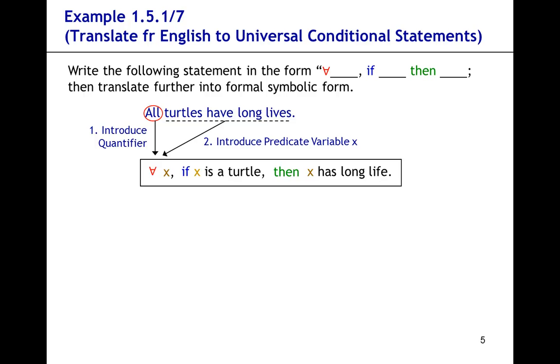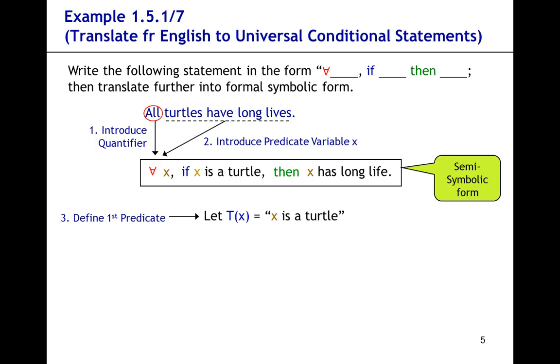Great. Let's dwell further to get the fully symbolic form. For steps 3 and 4, instead of defining one set and one predicate, we define two predicates. The first predicate should follow the if part of the semi-symbolic statement. For our case, we define the first predicate T of x to be x is a turtle. The second predicate should be taken from the then part of the semi-symbolic statement. In our case, we define the second predicate L of x to be x has long life.